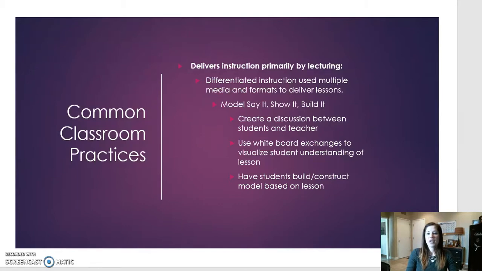The teacher could create a discussion between students and the teacher. She could use whiteboard exchanges to interpret student comprehension of the lesson. Have students build and construct a model based on the lesson.